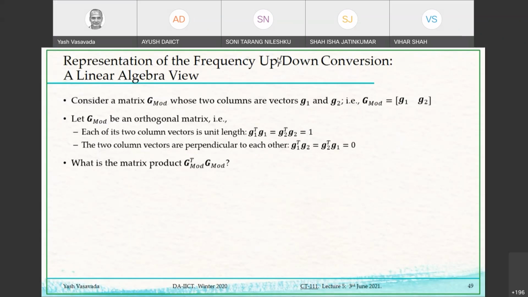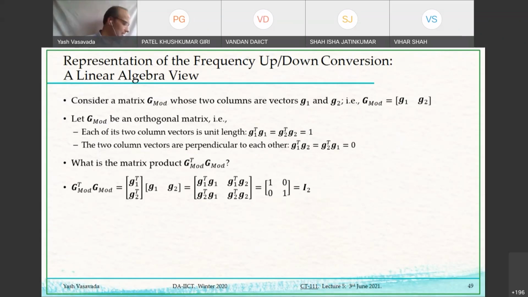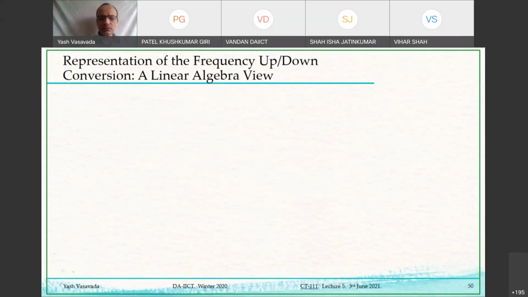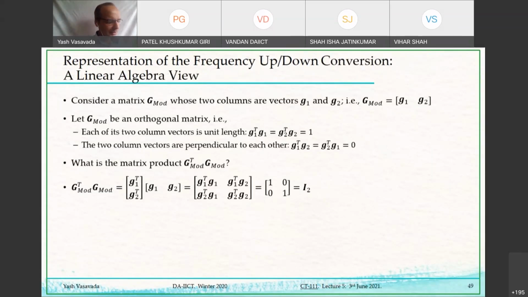Yes, sir. Identity matrix. Yeah, it's going to be a 2 cross 2 identity matrix. Good. Because what happens is in this matrix product, on the diagonal you get the vector multiplied with itself, which is 1. On the cross diagonal you get a vector multiplied with the other vector, which is 0. By the way, what this tells you is that G mode has a very nice inverse. The inverse of G mode is nothing but the transpose of itself. So I can even say that therefore G mode inverse is nothing but transposing that matrix.